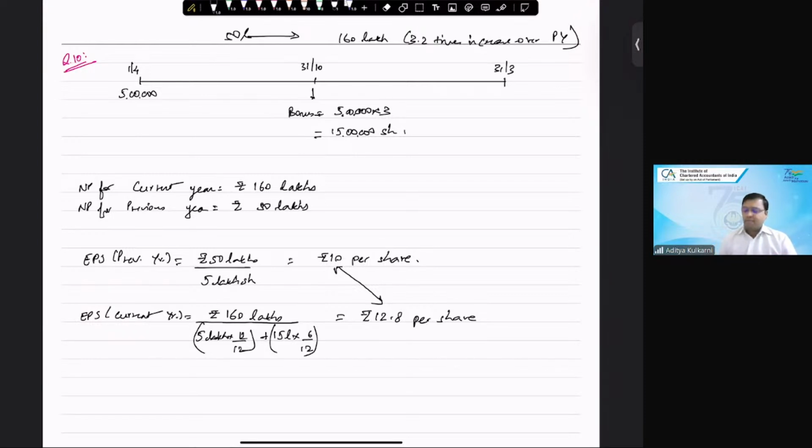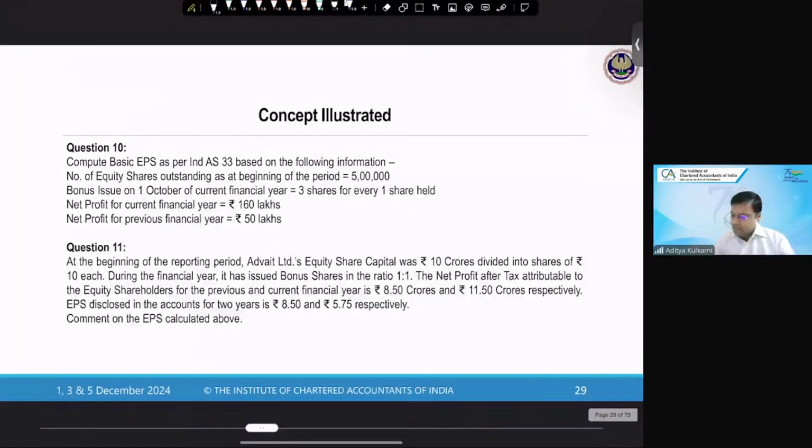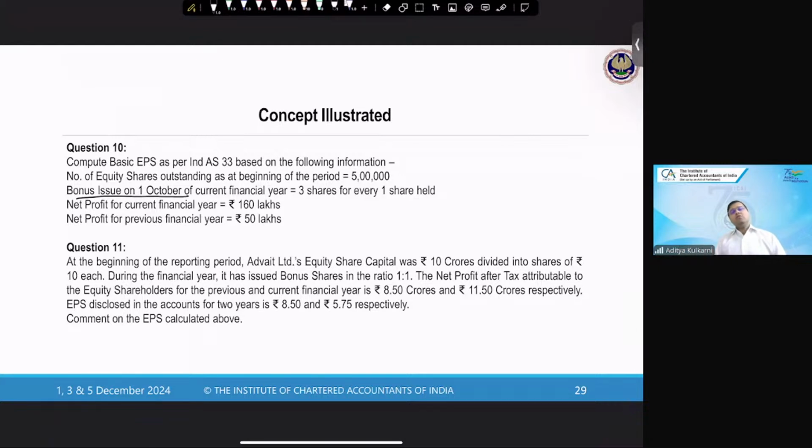Sir, how available? The bonus has just come in October. You are saying that it has come into existence on 1st October. So how are you saying it was always available with you? What is the source of bonus shares? Where are the bonus shares coming from? Tell me. What is the source of bonus?